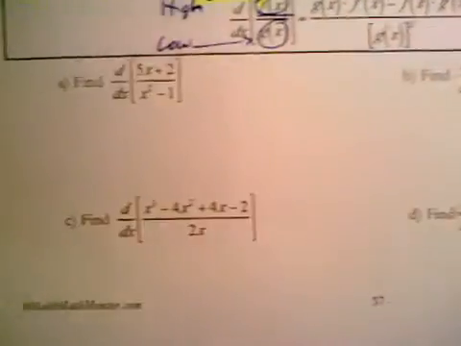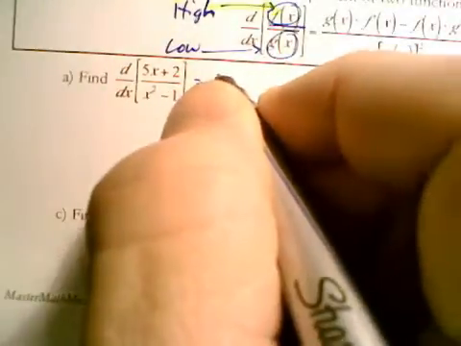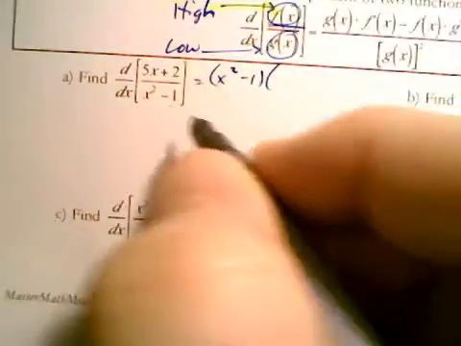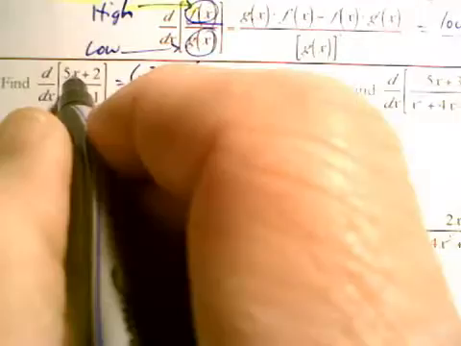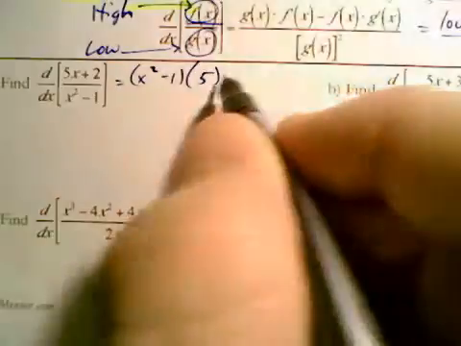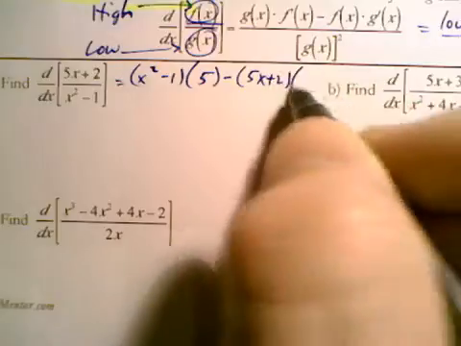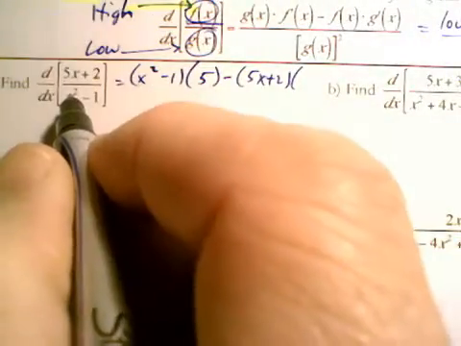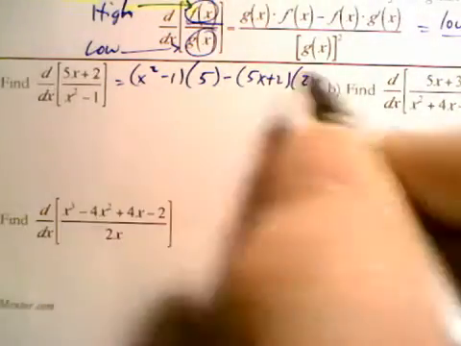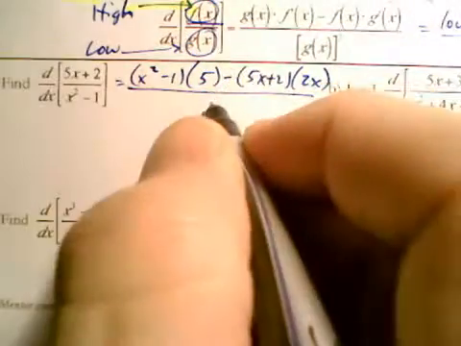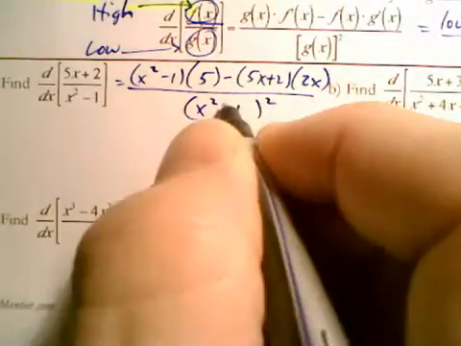So let's try. Over here, the derivative of this quotient is equal to low, x squared minus 1, times d high. Now, we're going to do these in our heads a little bit to save a little time. The derivative of this numerator, the derivative of 5x is 5, and the derivative of 2 is 0. So low d high minus high, which is 5x plus 2, d low. The derivative of the denominator: the derivative of x squared is 2x, the derivative of negative 1 is 0. All over low squared, x squared minus 1 squared.